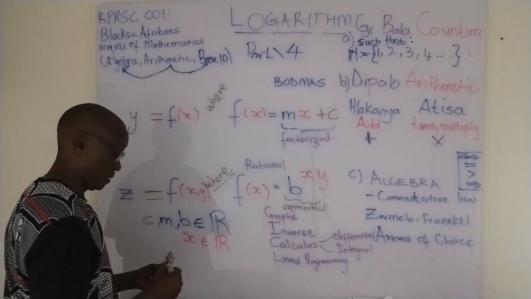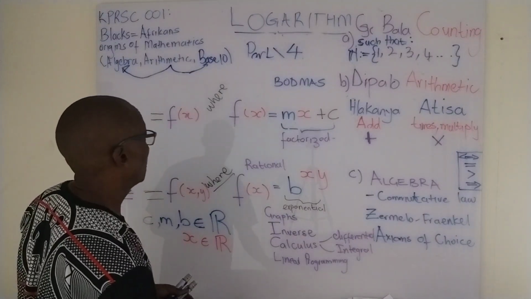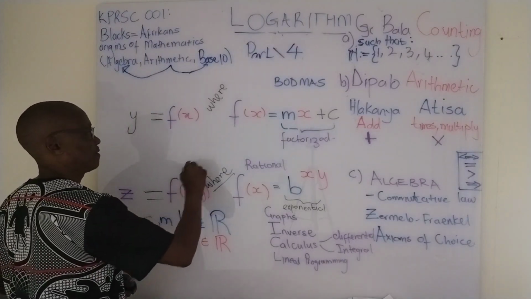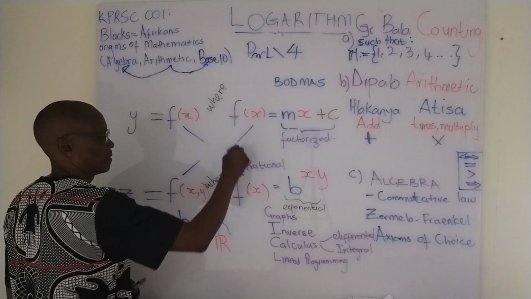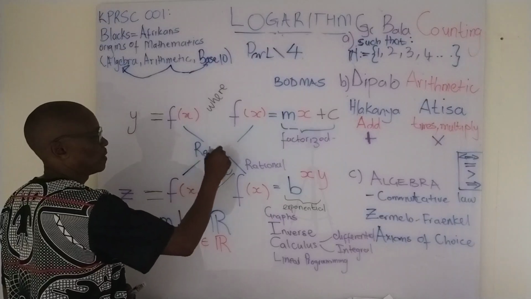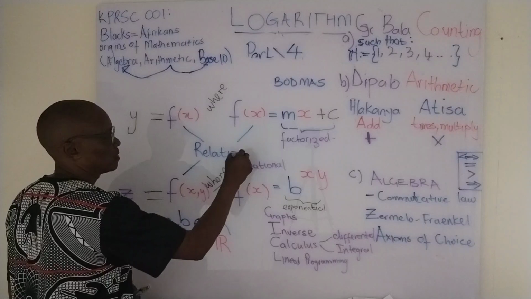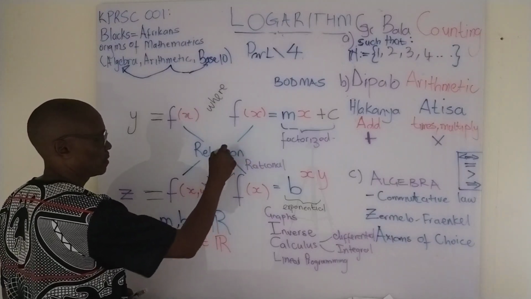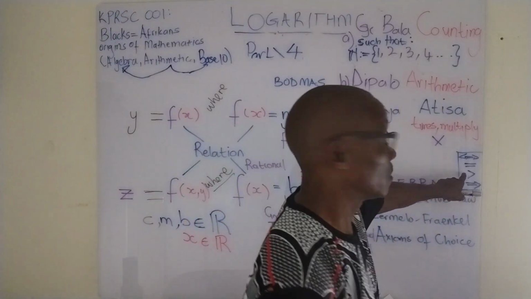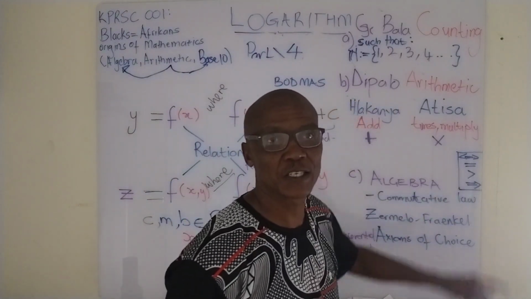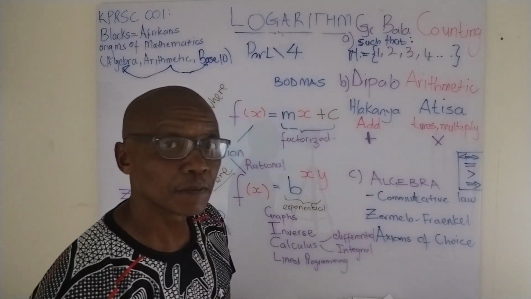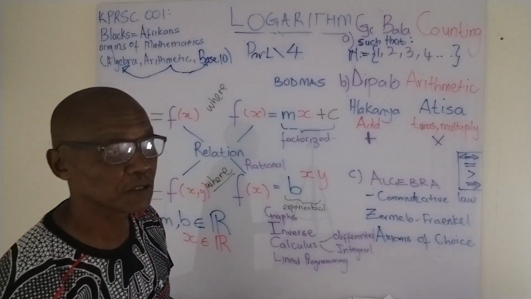One word that I want to emphasize is that all of these F's are called relations. I've noticed that the same word, relation, is used for these relational symbols. Right? Relate. A function is a relation.